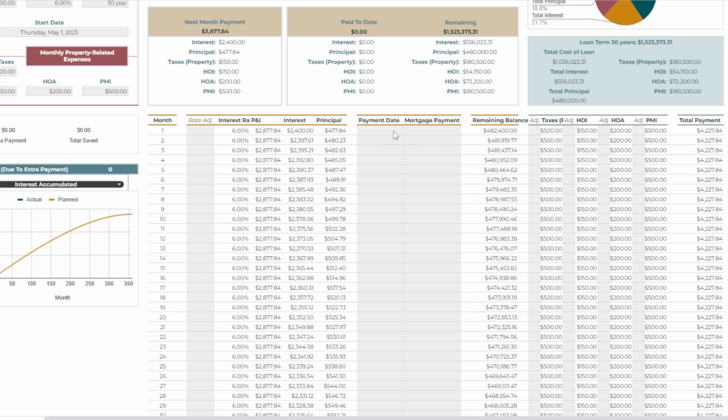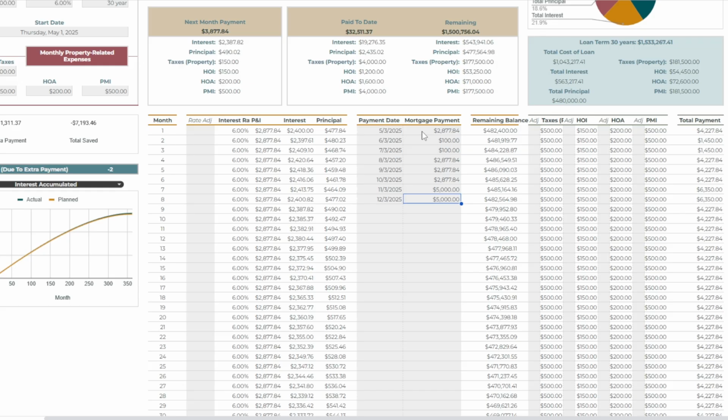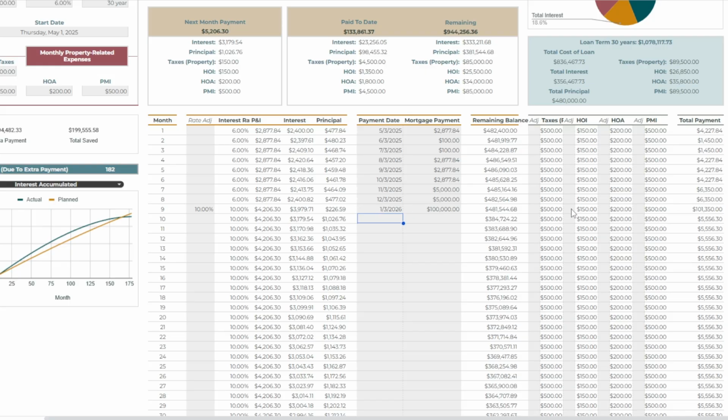Each time you make a payment, enter the payment date and the monthly payment amount directly into this table. Any changes you make, whether it is the payment amount, interest rate, or monthly expenses, automatically update the entire table and the charts. This allows you to test scenarios such as refinancing at different interest rates, paying more or less toward your monthly payment, increasing homeowners association fees, or other changes.